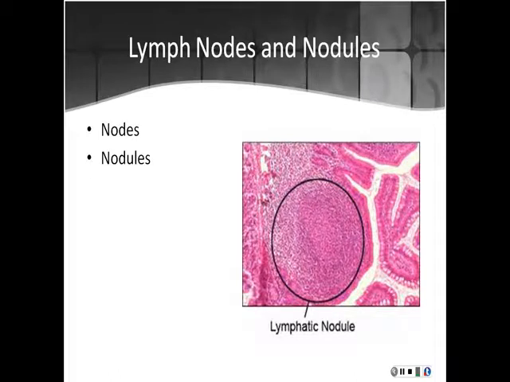So nodes are masses of lymphatic tissue along the pathways of the lymph vessels. The nodes are both superficial, so some of them you can feel, and some of them are deep. They remove pathogens before the lymph is returned to the blood. The major paired groups of these are cervical, axillary, and then inguinal nodes.